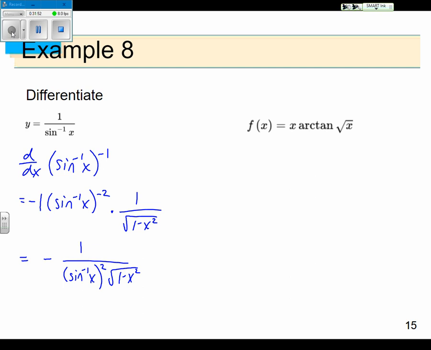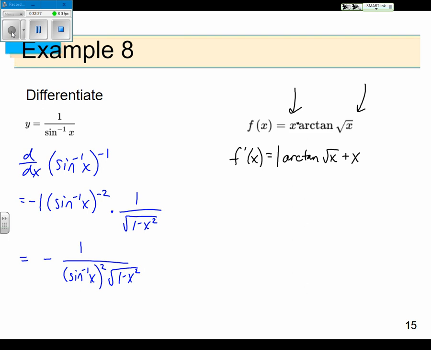Let's see how this is going to work for x times arctangent of the square root of x. Now, I just see this as one product rule right here. I only have two x's in this, so there's only two functions of x. One is x, one is arctan of the square root of x. If you want to change up the tangent inverse, please do. Now I'm looking for the derivative. So, I'm going to use my product rule. I take the derivative first, times the second, plus the first times the derivative of the second.